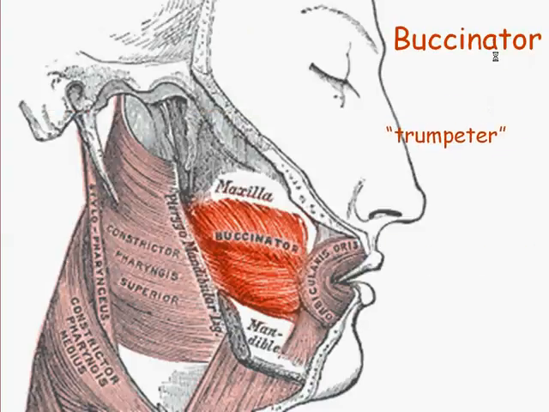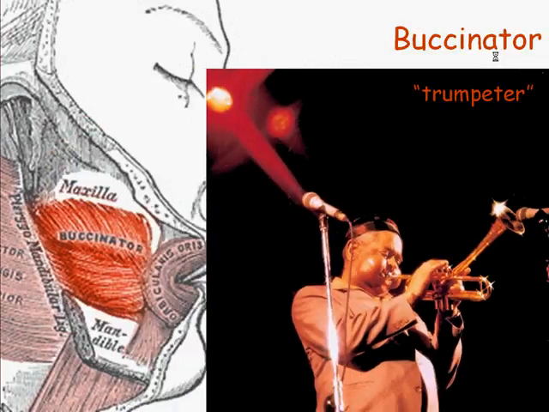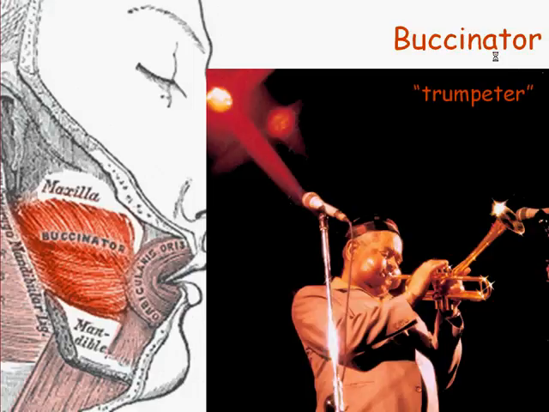Here's another one with a kind of odd name, but when you translate it from Latin, it makes a lot of sense. The buccinator muscle is a muscle of the cheek, and it's called the trumpeter muscle. And that's because when you're blowing a trumpet, you really need to use this muscle to compress the air in your mouth and thus push it into and through the trumpet.